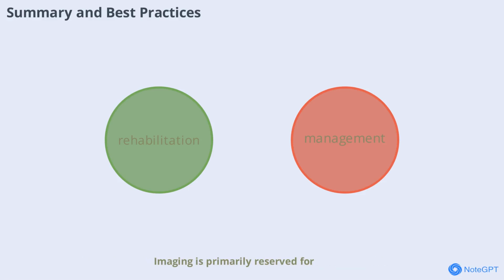Imaging is primarily reserved for diagnostic uncertainty or treatment-resistant cases. Understanding the nuances of each tendinopathy, including risk factors, clinical presentation, and treatment options, ensures clinicians provide the best care for their patients. When conservative measures fail, surgical intervention may be necessary, but always after careful consideration.